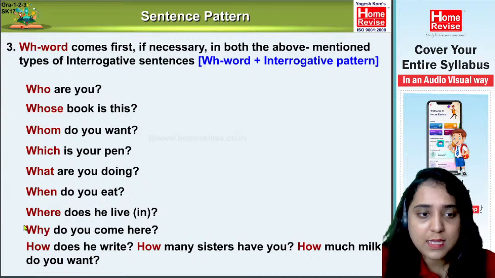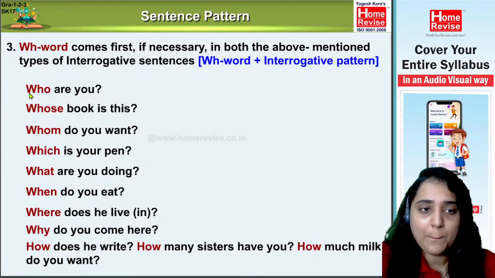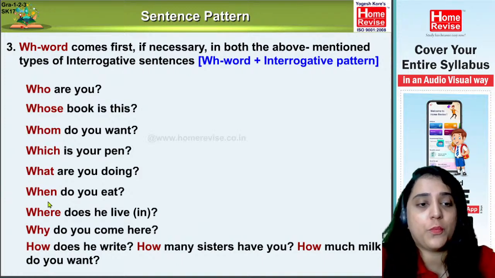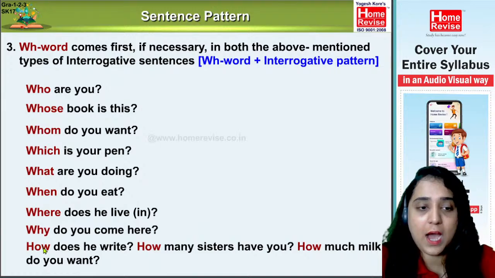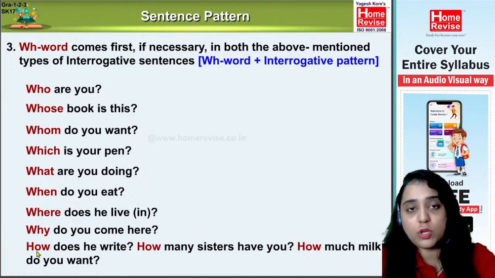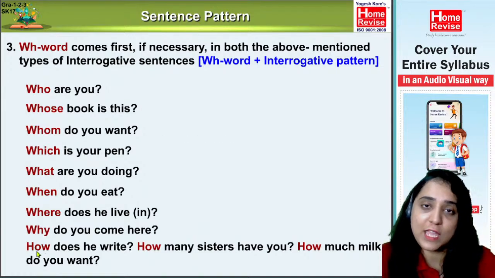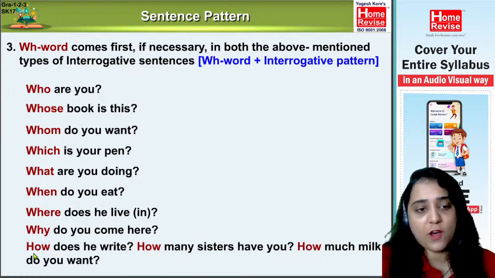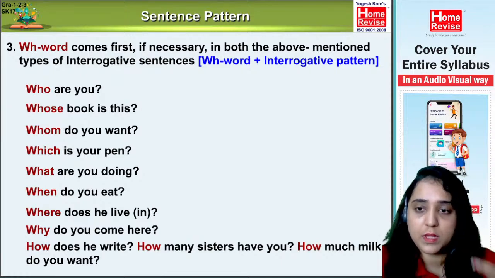Okay, so here is a list of all, not all, but see, here is a list of the WH questions. Who, whose, whom, which, what, when, where, why, how. Now you will say, ma'am, how does not start with WH. But yes, even though how does not start with WH, it is a part of the WH words. So how can also be used there.